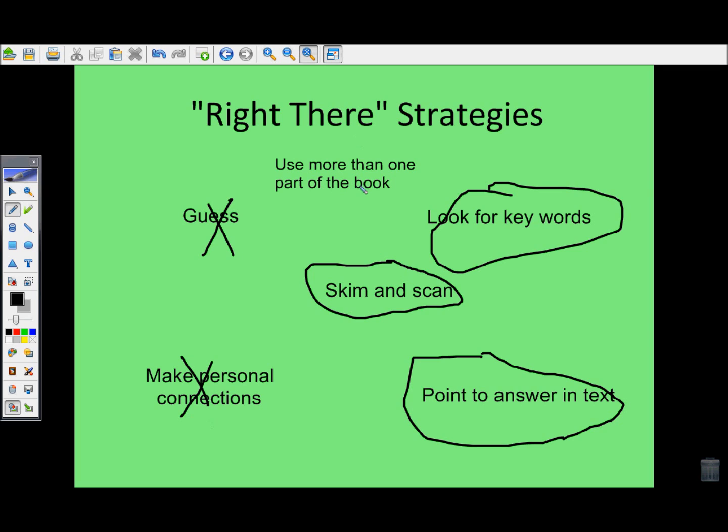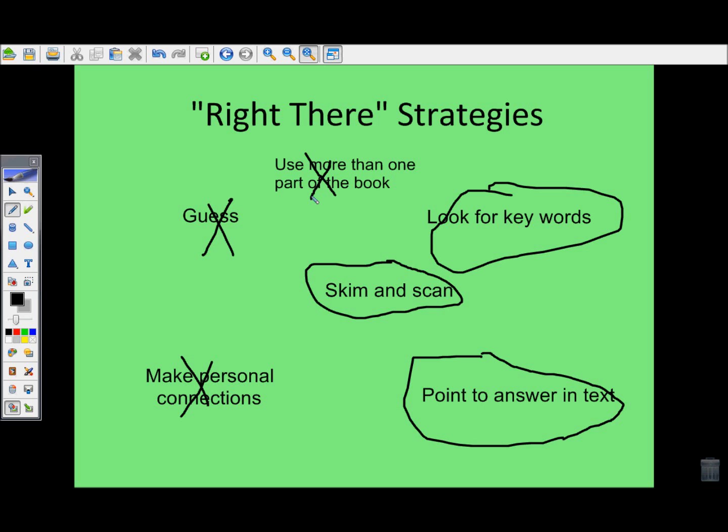Do you think you need to use more than one part of the story to answer each question? Probably not. If it's a right there question, you should be able to point to it in one sentence. It is right there. I can't very easily point to more than one place if it's just right there, so I only need one key sentence. I just have to get lucky and find those keywords in that one place.